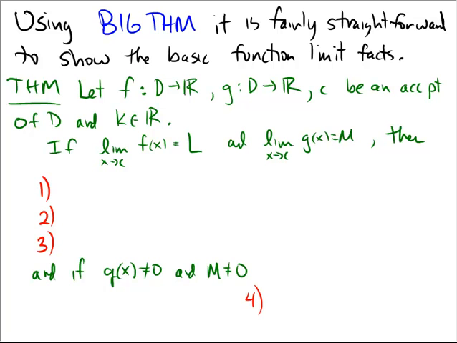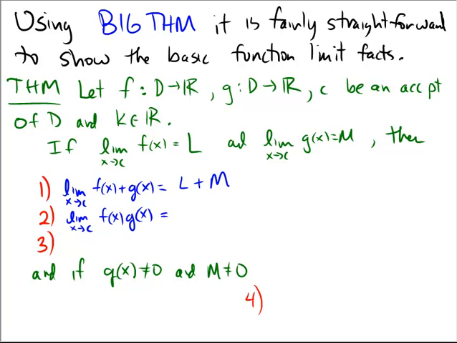For example, what do you think, based on your knowledge of calculus, the limit as x approaches C of f of x plus g of x is going to be equal to? Hopefully not too much of a shock here, but the limit of a sum will be the sum of the limits. It'll be L plus M. How about a product? Limit as x approaches C of f of x times g of x. That will be the product of the limits. And how about the limit as x approaches C of some constant times f of x? Well, of course, that would just be the same old constant times the limit, which is L.